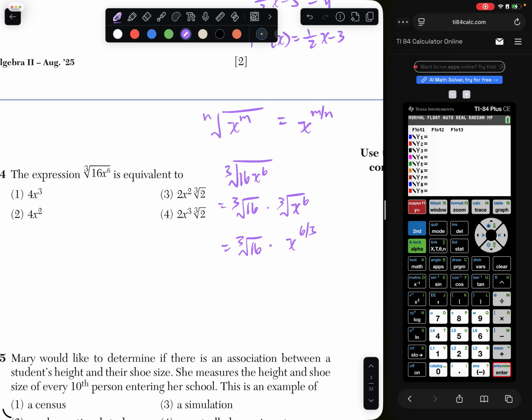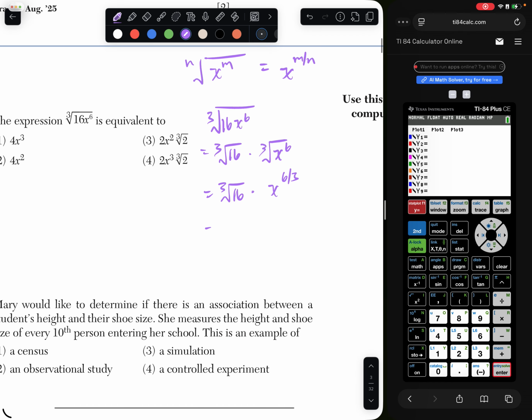And then this is using fractional exponents to represent these radicals. And this will come in handy later. So I'm just rewriting it in the fractional exponent form, and I can simplify that. So this is just x to the power of 2.